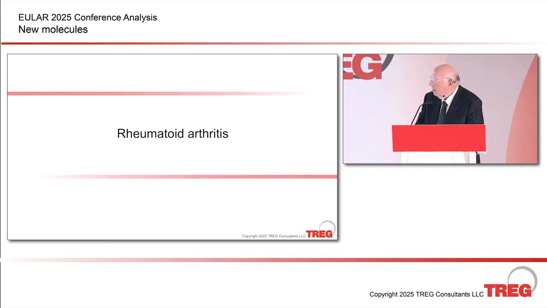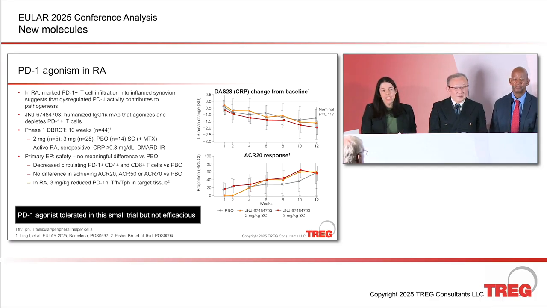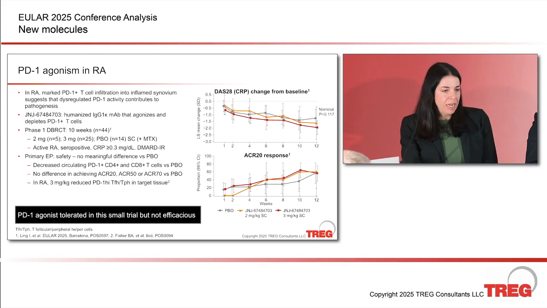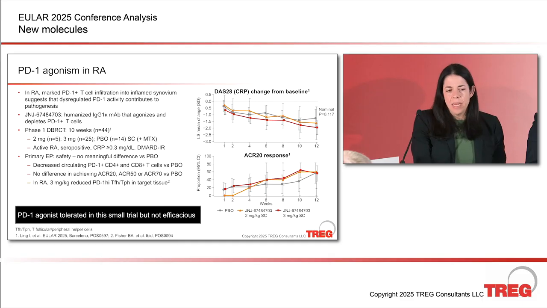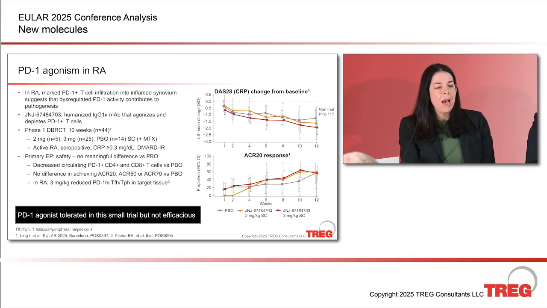We can't have new molecules without rheumatoid arthritis. PD-1 agonism. Patients who have active rheumatoid arthritis have been found to have high amounts of PD-1 positive T cells in their synovium. So we're going to present J&J's molecule, which is a humanized IgG monoclonal antibody that agonizes and depletes PD-1 positive T cells. They did a double-blind randomized controlled trial in patients who were non-responsive to conventional DMARDs but had not been exposed to biologic or targeted synthetic DMARDs.